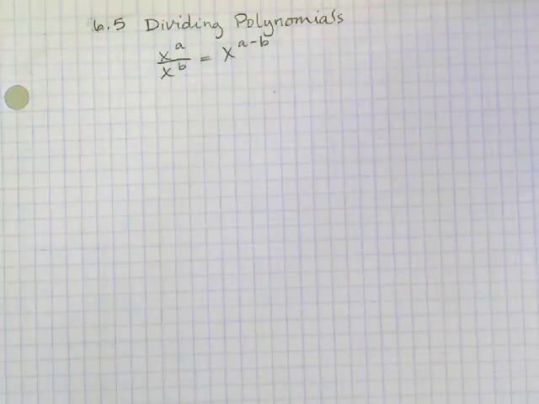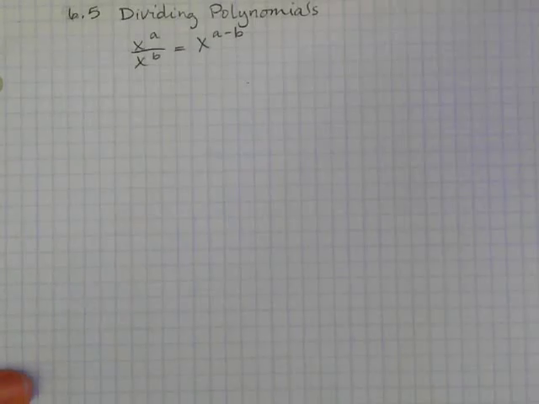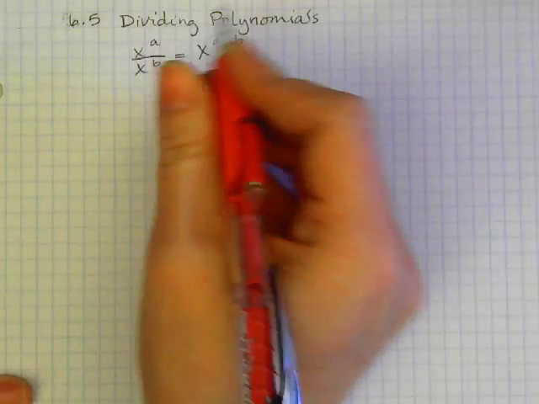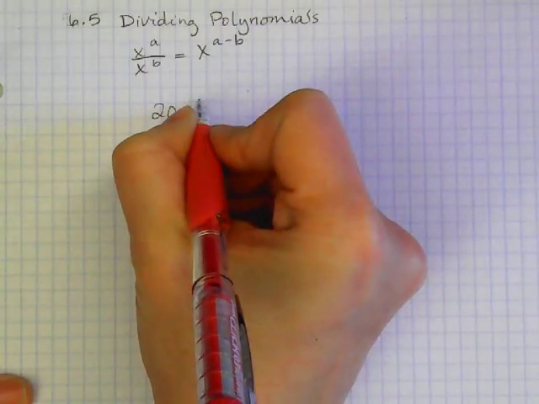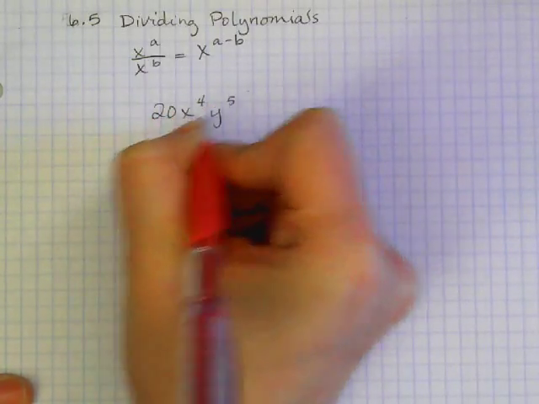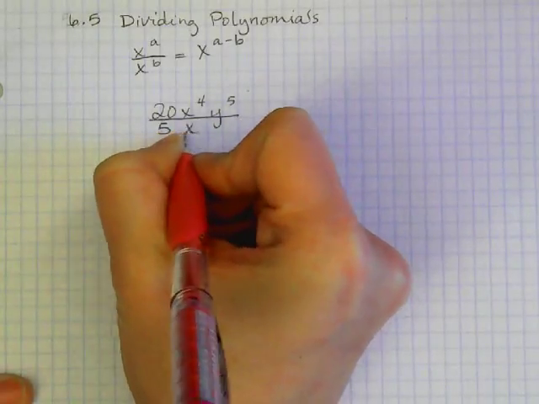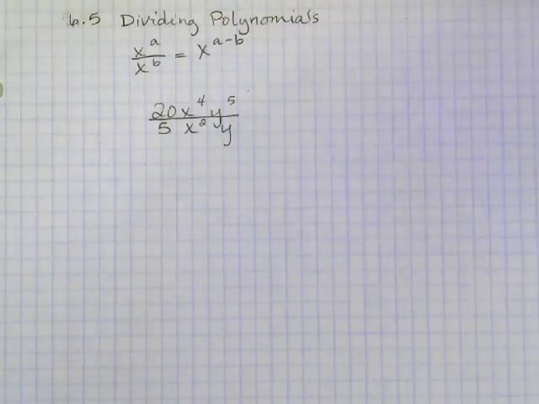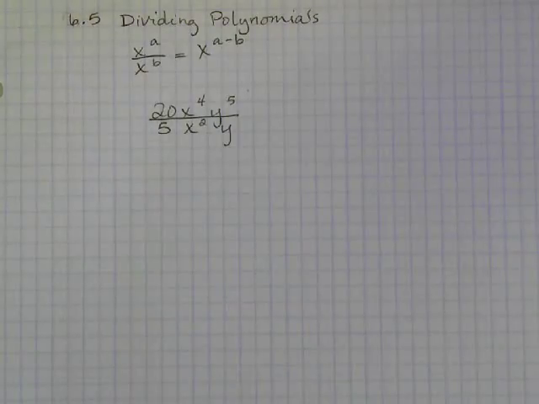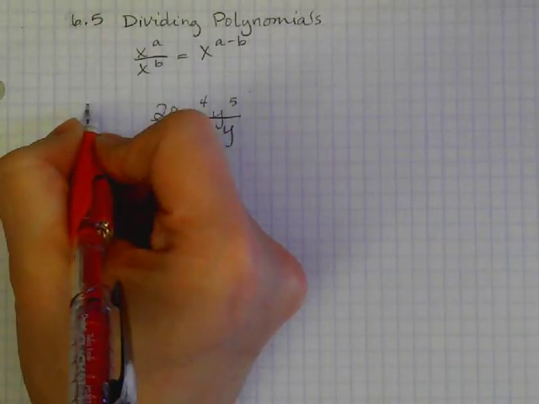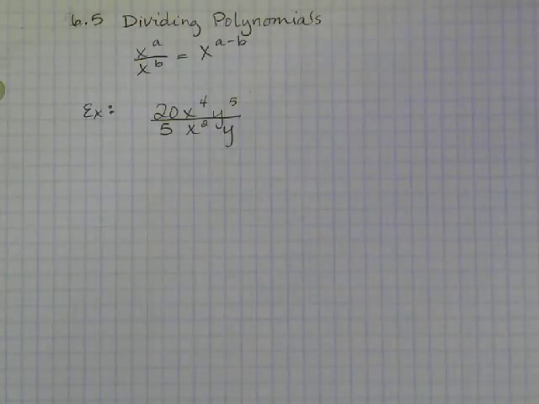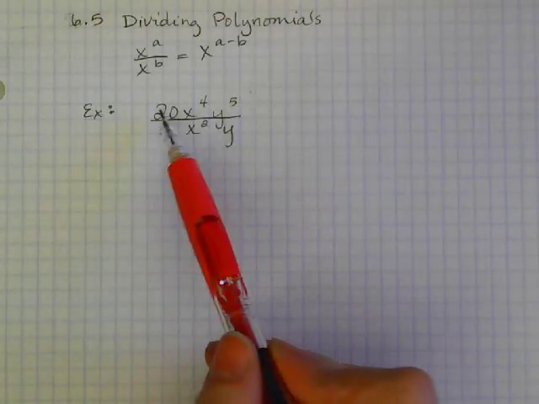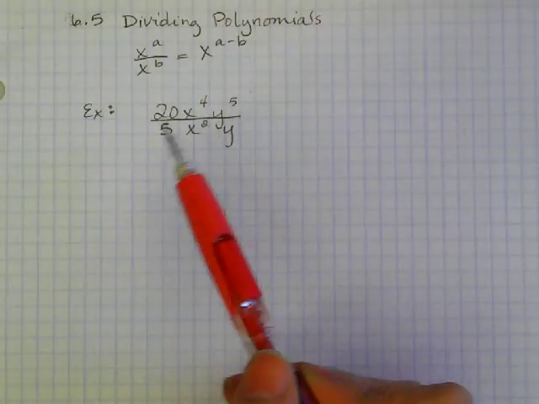So for example, in the warm-up we had, and I don't remember the numbers, but 20x to the fourth, y to the fifth, over 5, x to the second, and y, or something like that. So when we're dealing with a problem like that, as long as you are only multiplying on the top, you got no pluses or minuses to deal with there, and only multiplying on the bottom, then you can use this rule. If you start adding on the top and the bottom, that's where it gets tricky. You can't do that anymore.